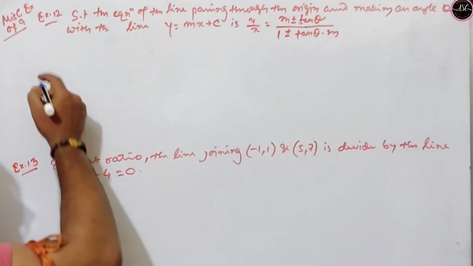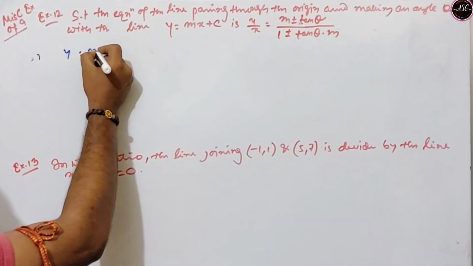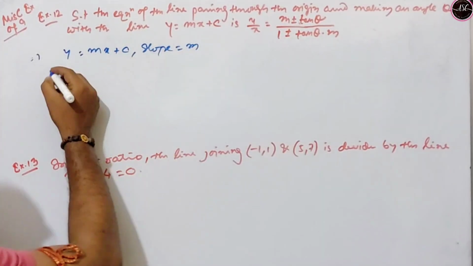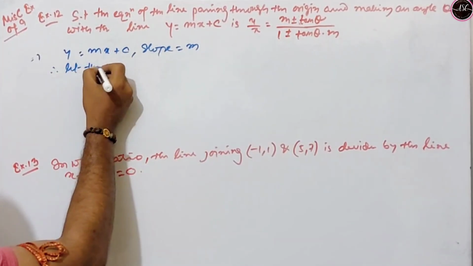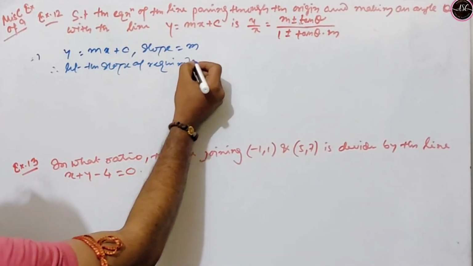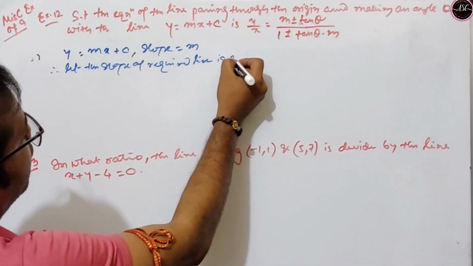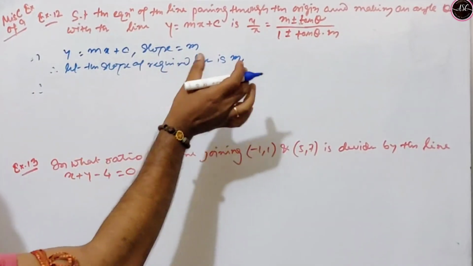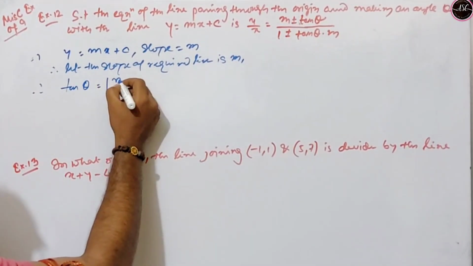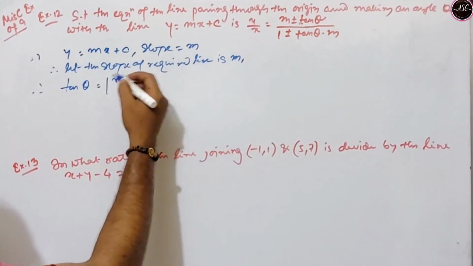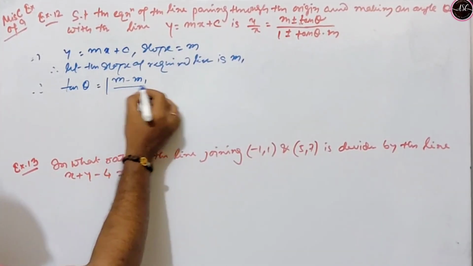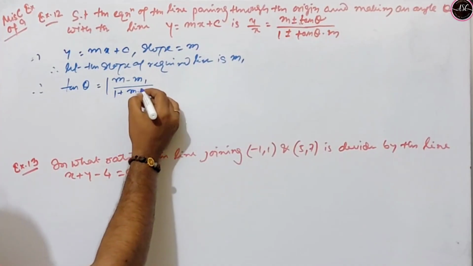Okay, so here the given line is y equals mx plus c, where the slope is m. Let the slope of the required line be m1. We know theta is the angle between them, so tan theta equals the modulus of (m2 minus m1), that means here m2 is m, so (m minus m1) divided by (1 plus m times m1).